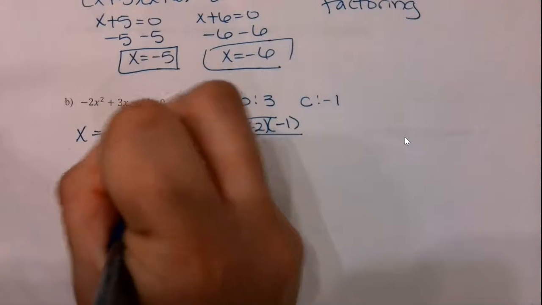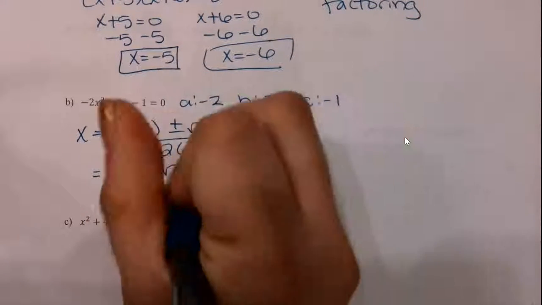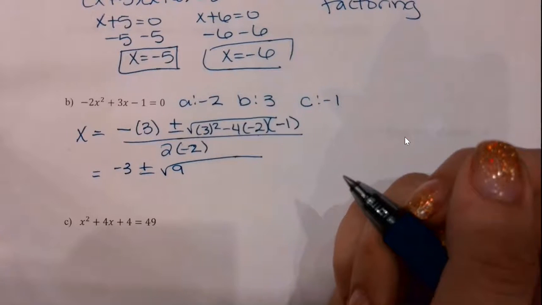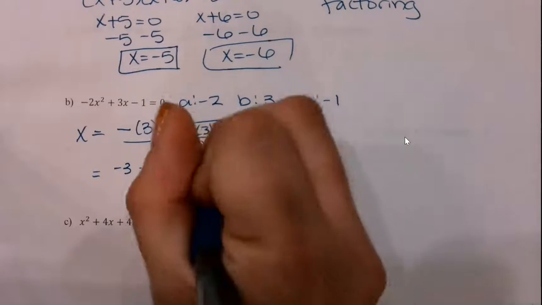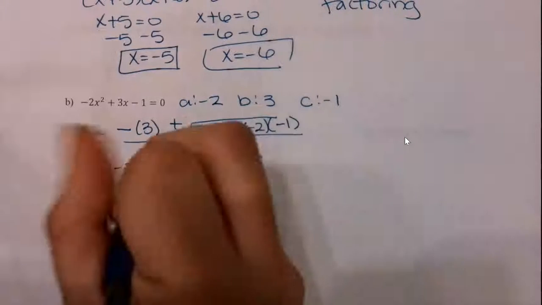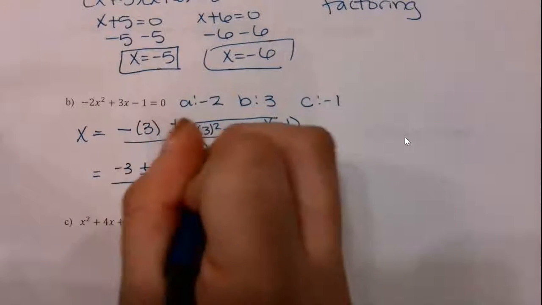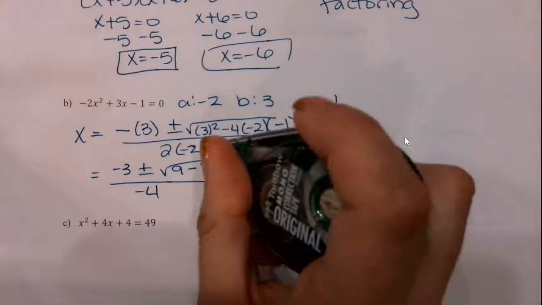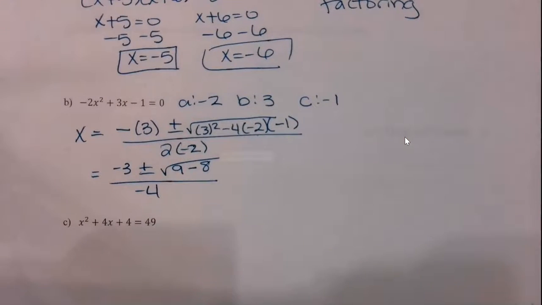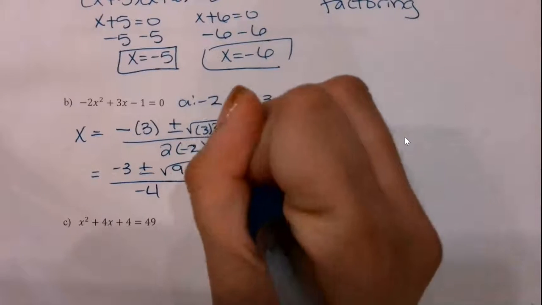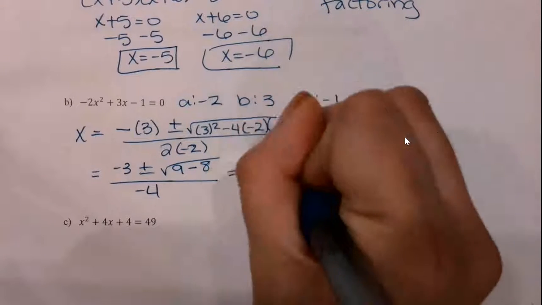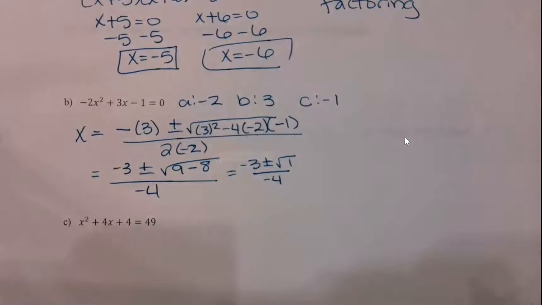So I have negative 3 plus or minus the square root. 3 squared is 9. Negative 4 times negative 2 is positive 8, times negative 1 is negative 8. Then I have 2 times negative 2, which gives me negative 4. I drew the square root symbol way too large. Then I want to simplify. I have negative 3 plus or minus the square root of 1, over negative 4.